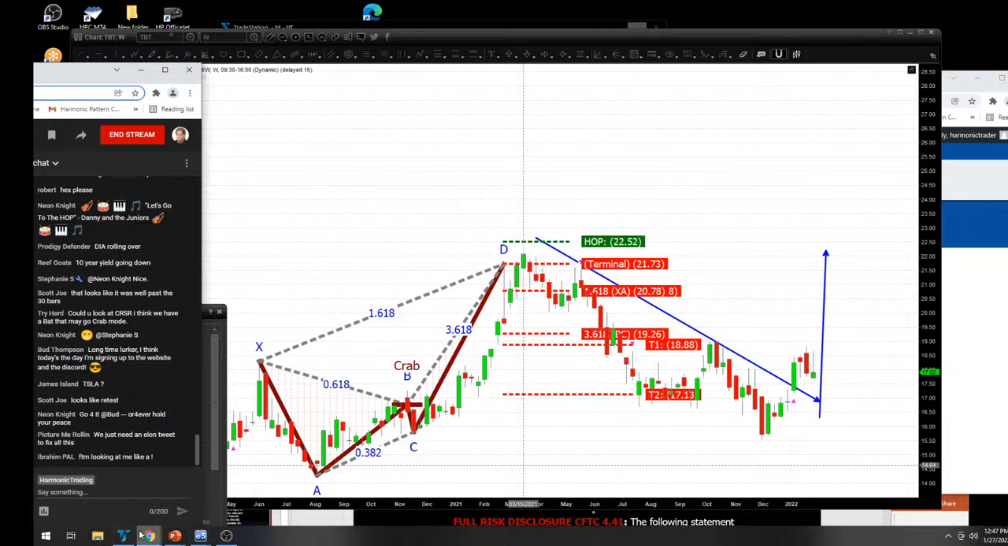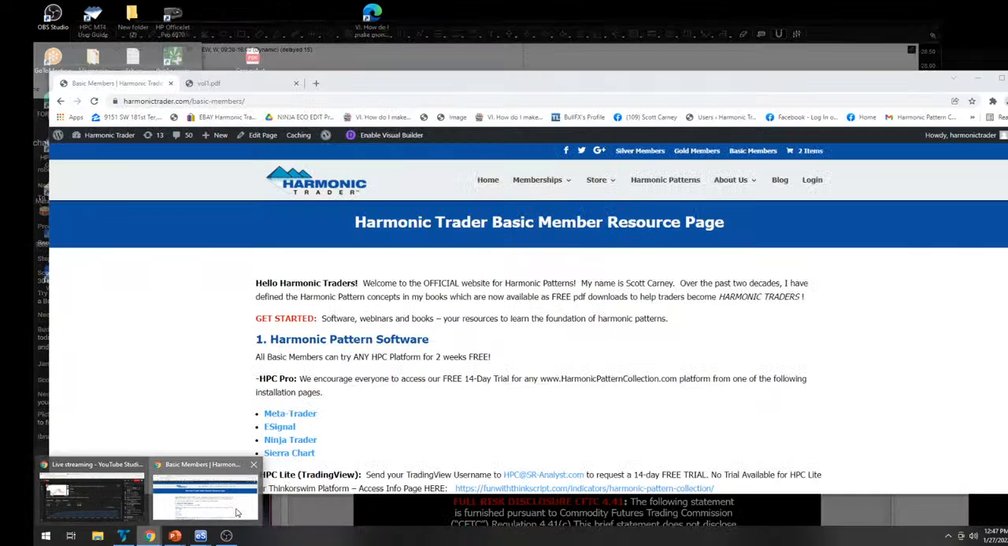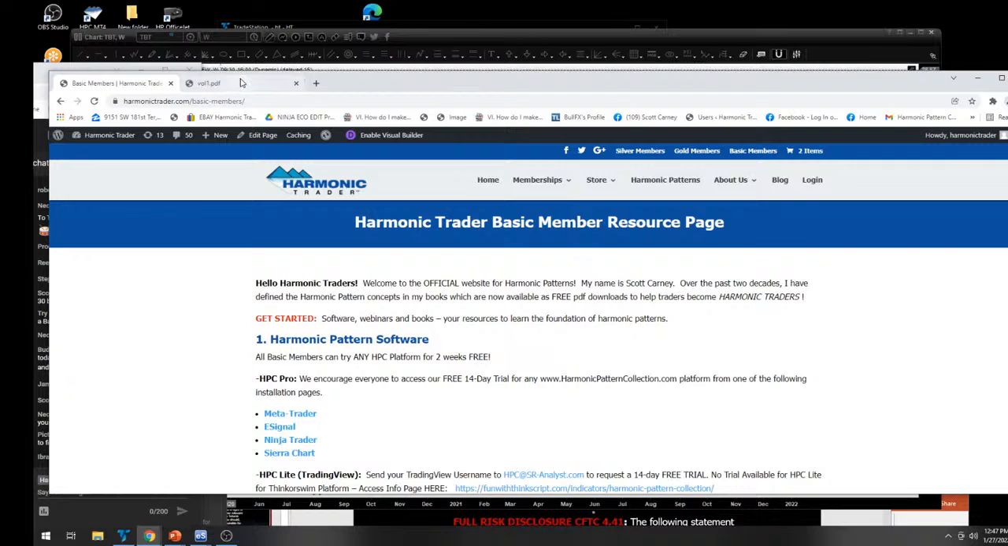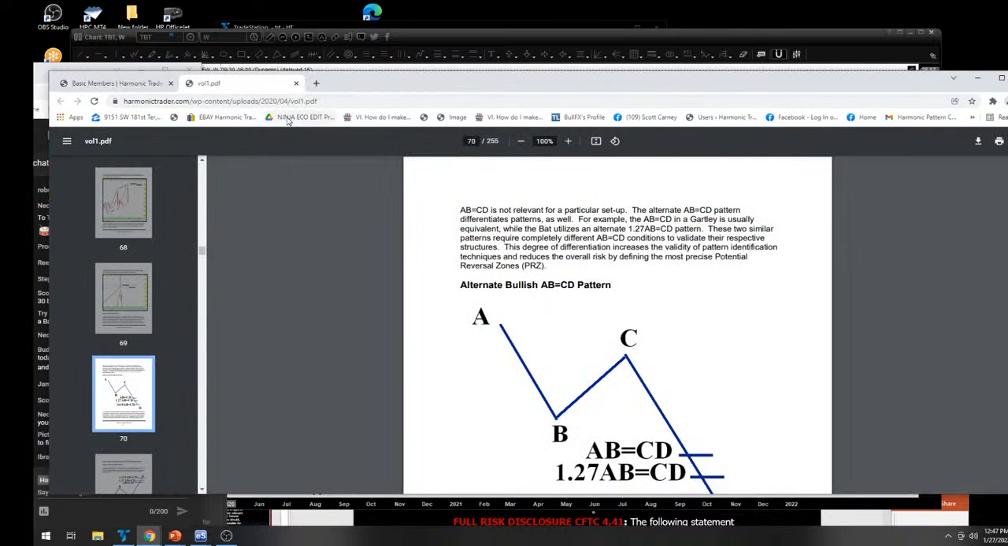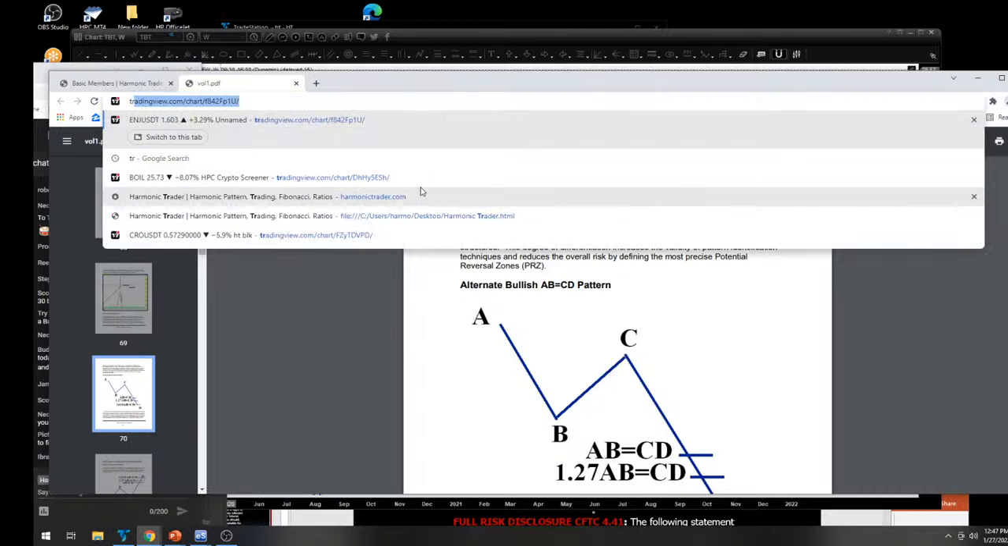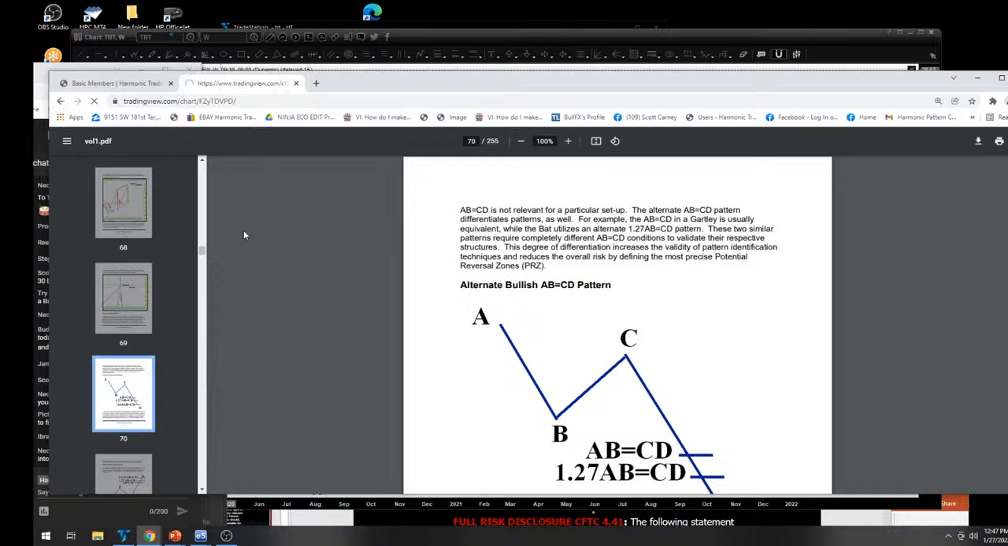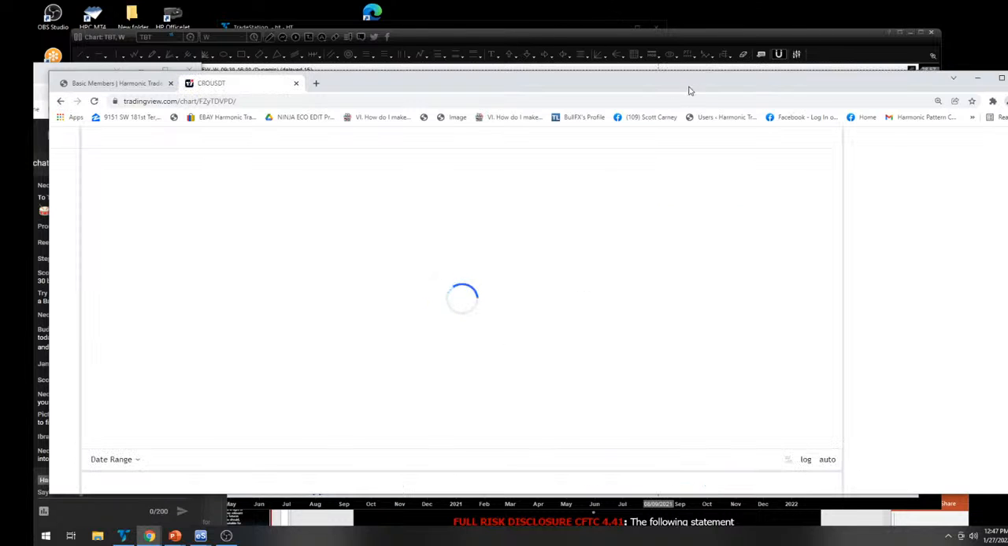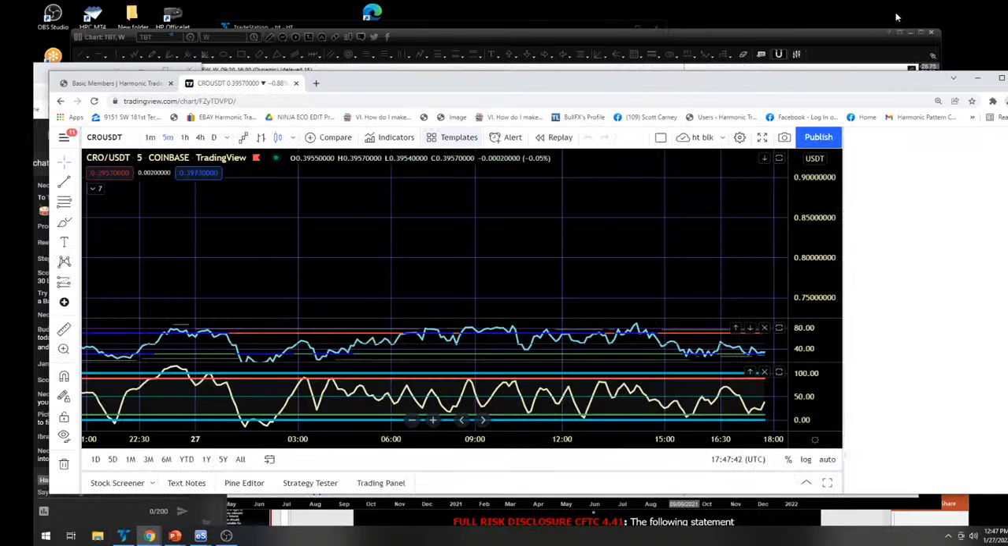Let's get over to the crypto. Yeah, go to Volume 1, folks. That's Harmonic Trading Volume 1. Absolutely where you want to get all the information for the details on pattern basics.